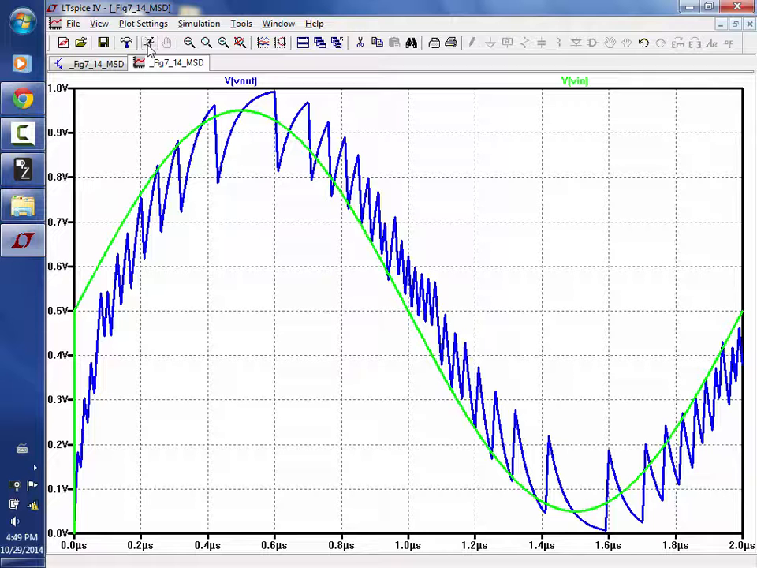Looks exactly the same. Of course it does. To refer that offset back to the input, I divide by the gain of the op amp. Any questions? So it doesn't have any influence. It's just like me picking a different water level in the bucket.